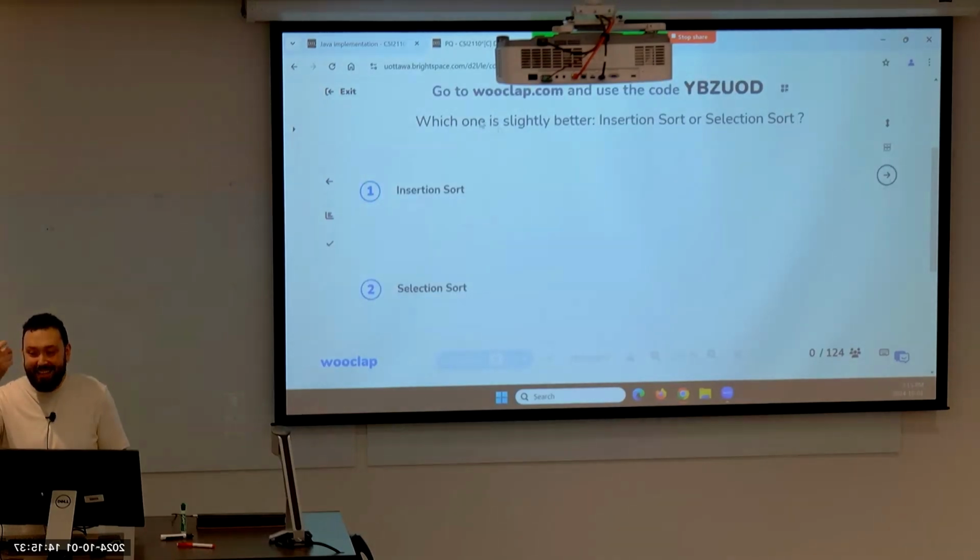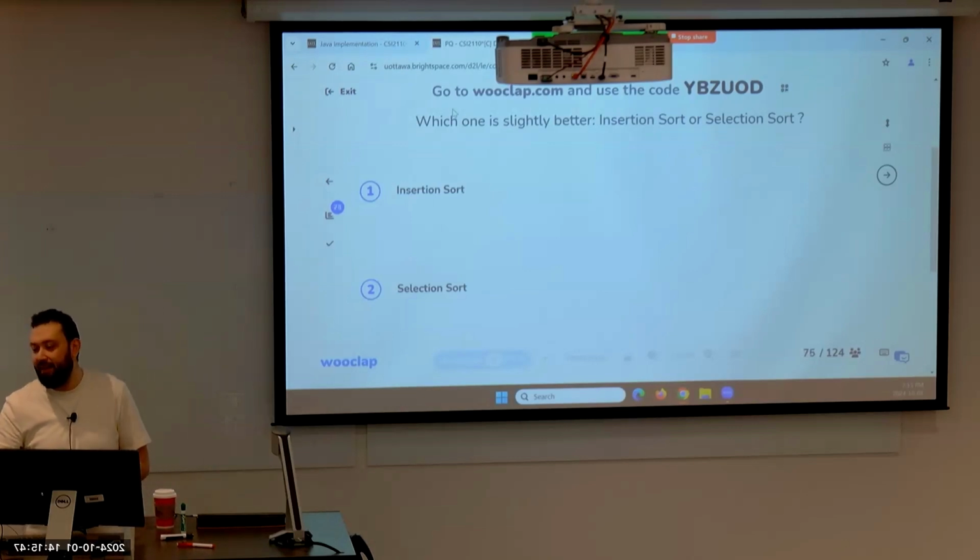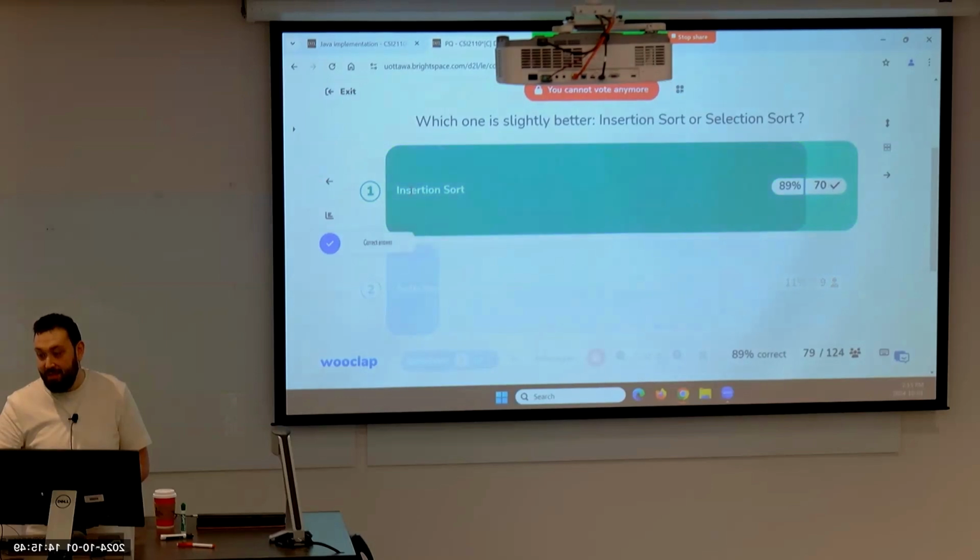Which one is slightly better, insertion sort or selection sort? Just slightly better, a bit. Which one, guys? Insertion sort, because it has the best case and worst case.